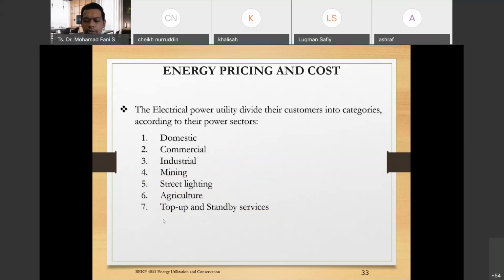For certain events, they call TNB to get top up or standby service for any kind of construction, etc., or special events. So that one also has its own tariff, even though it is a one-off charge, and they calculate it using the tariff.